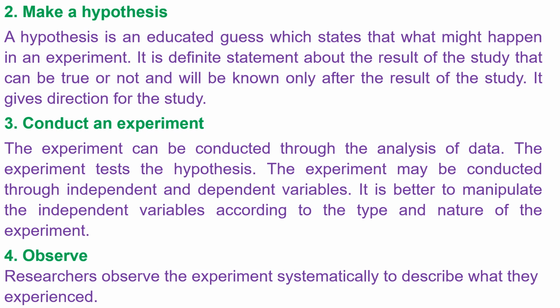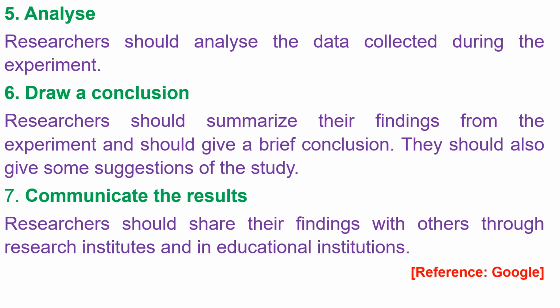4. Observe. Researchers observe the experiment systematically to describe what they experienced. 5. Analyze. Researchers should analyze the data collected during the experiment. 6. Draw a conclusion. Researchers should summarize their findings from the experiment and should give a brief conclusion. They should also give some suggestions of the study. 7. Communicate the results. Researchers should share their findings with others through research institutes and in educational institutions.